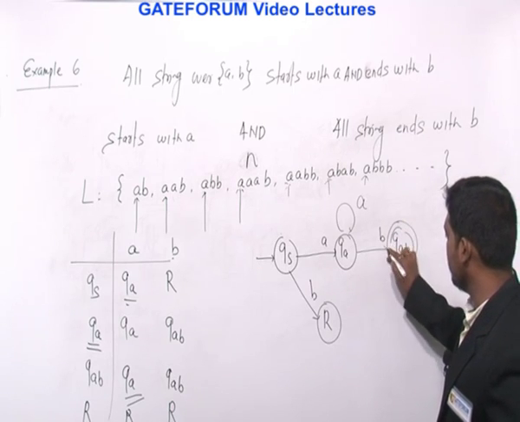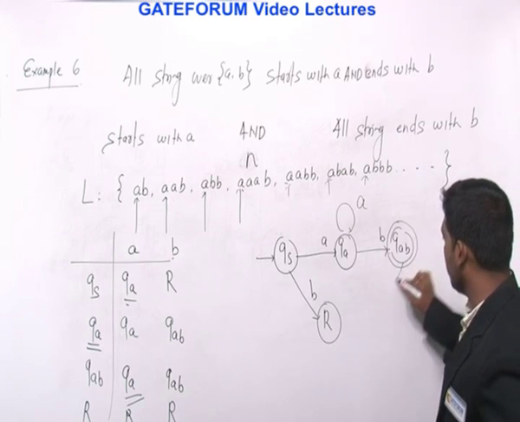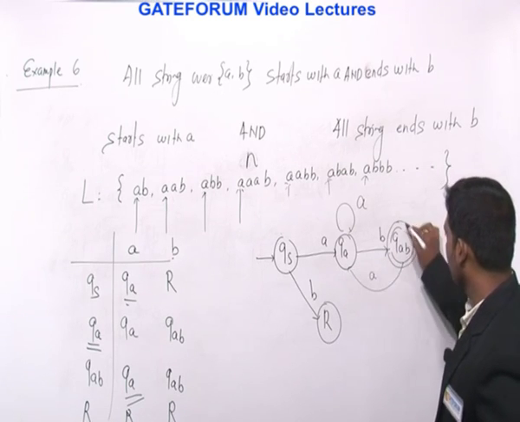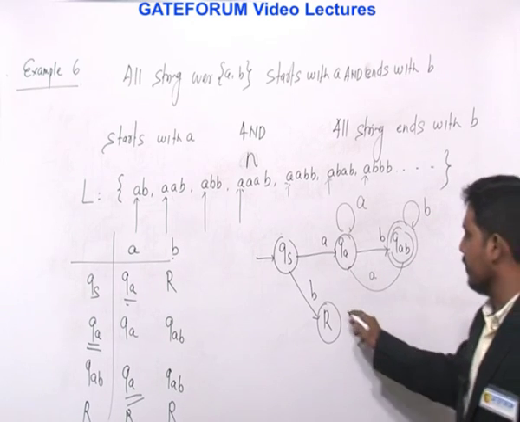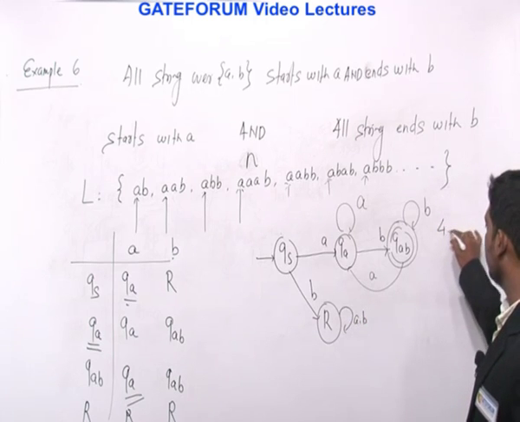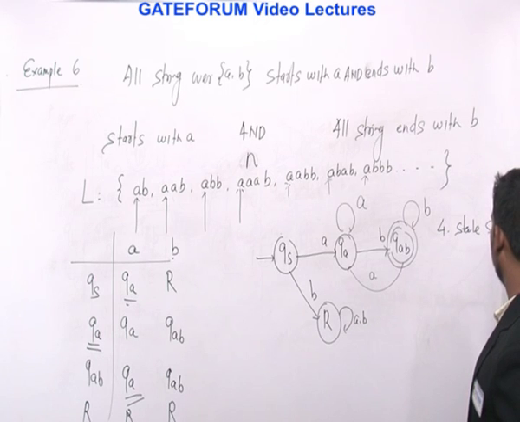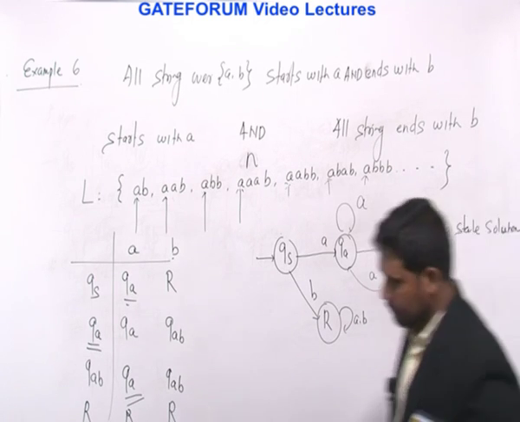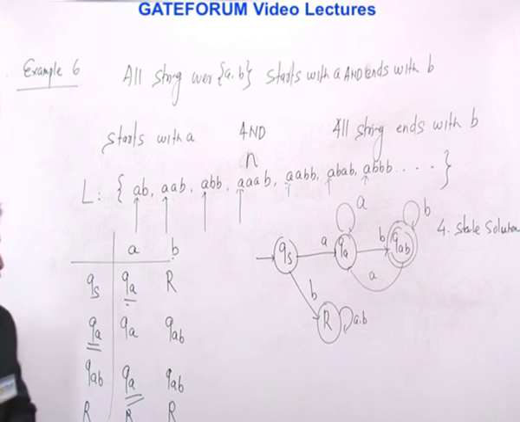In this case, if A's are coming, then we'll go back to the state that remembers A's. If B's are coming, then QB's. So this is how the diagram will look, and this is a perfect DFA, a 4-state solution. So this is a DFA, starts with A, ends with B. I have designed it directly by this method.